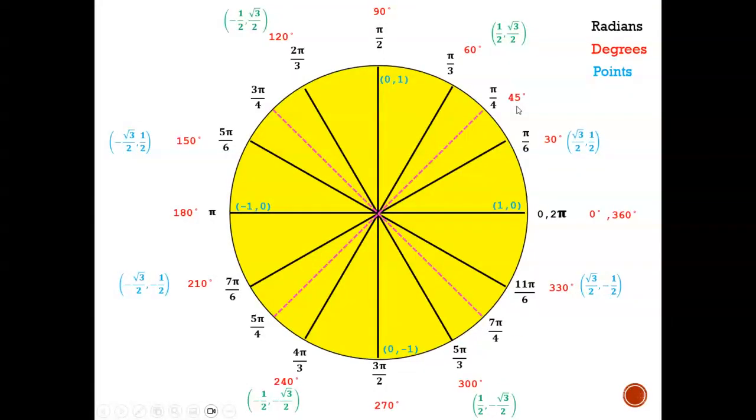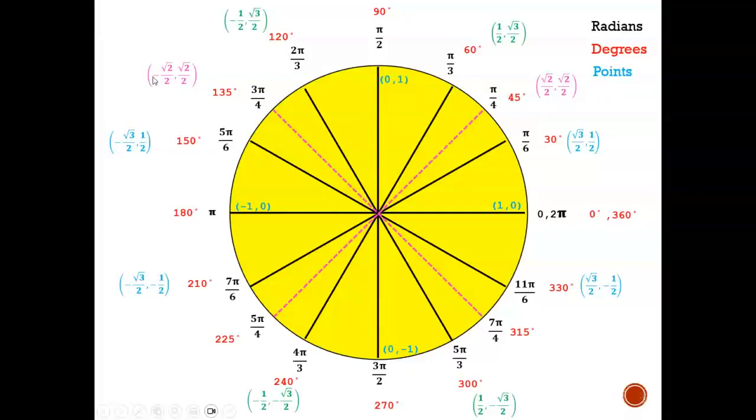And then let's bring in the equivalent degree values. Here we're at 45. Over here we're at 135. Then we go to 225 and 315. Hopefully you remember what those points were. Square root of 2 over 2 and square root of 2 over 2.